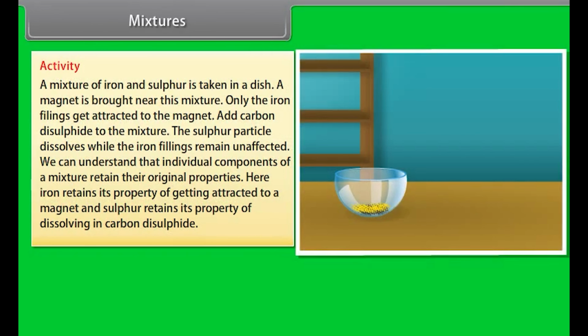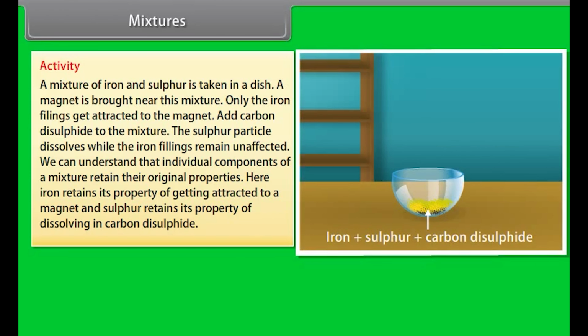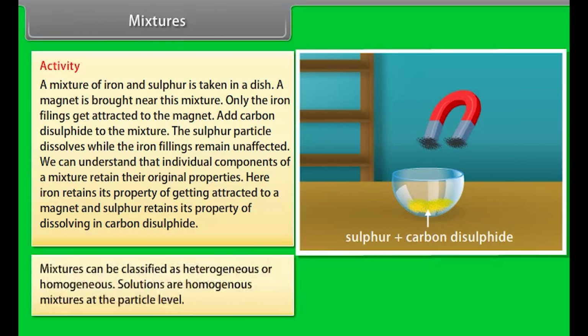Activity. A mixture of iron and sulfur is taken in a dish. A magnet is brought near this mixture. What happens to the mixture? Only the iron filings get attracted to the magnet. Add carbon disulfide to the mixture. What do you notice? The sulfur particles dissolve while the iron filings remain unaffected. What do you understand from this activity? We can understand that individual components of a mixture retain their original properties. Here, iron retains its property of getting attracted to a magnet, and sulfur retains its property of dissolving in carbon disulfide. So mixtures can be classified as heterogeneous or homogeneous.